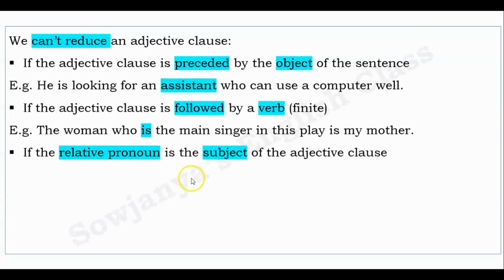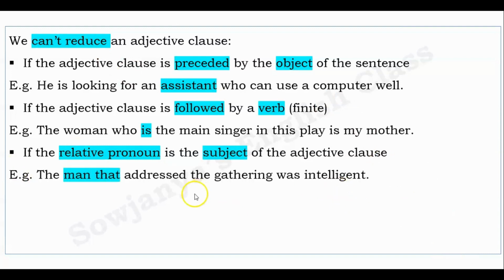And if the relative pronoun is the subject of the adjective clause, it can't be reduced. For example, the man that addressed the gathering was intelligent. Here our adjective clause is that addressed the gathering. Here that refers back to identify the noun man. So the relative pronoun that is the subject of this adjective clause, so we can't reduce this adjective clause. Try. The man addressed the gathering was intelligent. Without the verb, it doesn't make any sense.